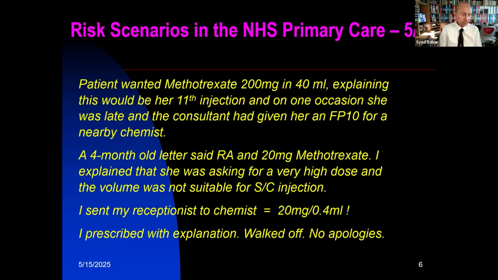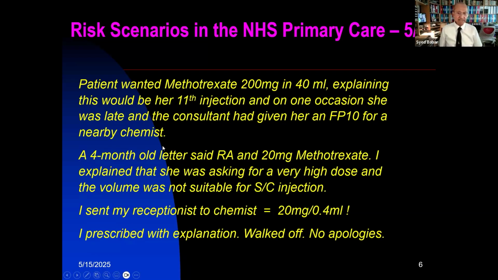Lastly, it was a personal encounter with a lady who had come in at around 5 o'clock, insisting on being prescribed methotrexate. She said that this would be her 11th injection and that she had been trained to inject subcutaneously, and that the prescriptions were dispensed at the hospital pharmacy. But on one occasion, the hospital pharmacy was shut, and so the consultant had given her an outside prescription. She was quite sure that the injection she required was methotrexate 200 milligrams in 40 mils.